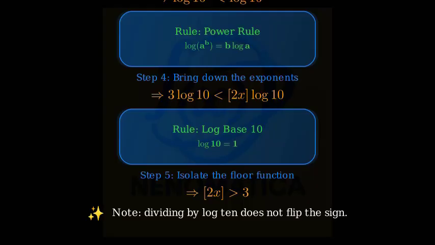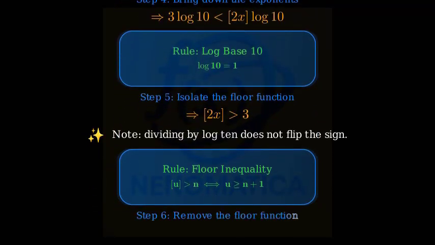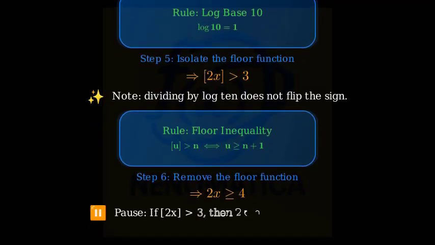Step 6. Convert the floor inequality to an inequality without the floor. If the greatest integer of a number is greater than 3, the number itself is at least 4. Show the floor inequality rule. Display the step title. Then write 2x is greater than or equal to 4.